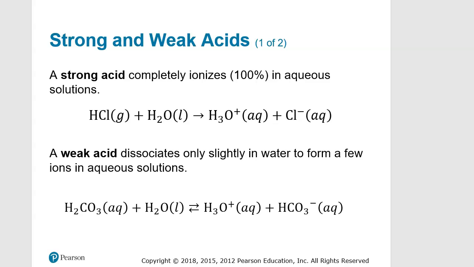Weak acids, on the other hand, dissociate only slightly in water, and carbonic acid is one of them. It will dissociate in water to give hydrogen ion and bicarbonate ion, or hydrogen carbonate ion. You should know that from talking about the polyatomic ions: hydrogen carbonate versus carbonate, hydrogen phosphate, dihydrogen phosphate, and so forth, and then regular phosphate. So there is a difference.